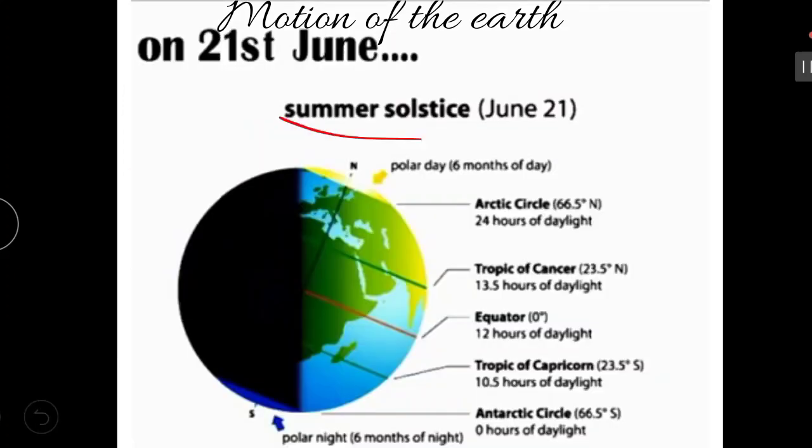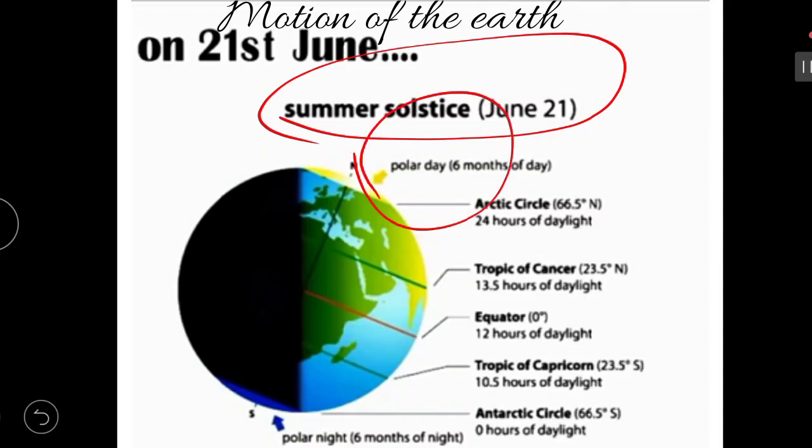See, here it is summer solstice because this northern area is receiving more heat, and the summer season occurs. At the southern hemisphere, a lesser amount of heat is received. That's why it is known as winter in the southern hemisphere.